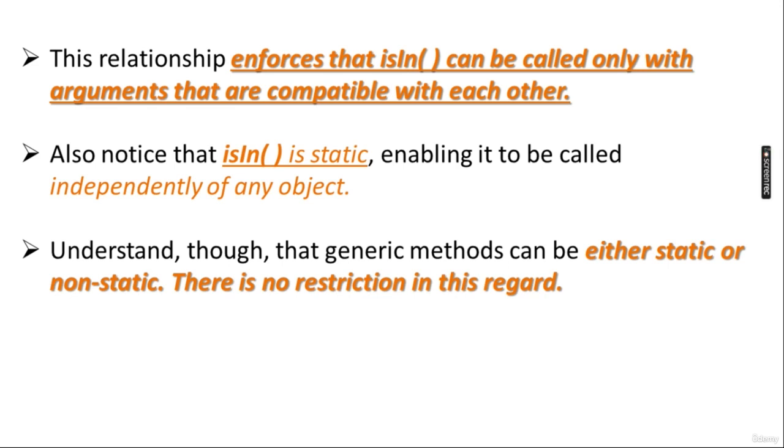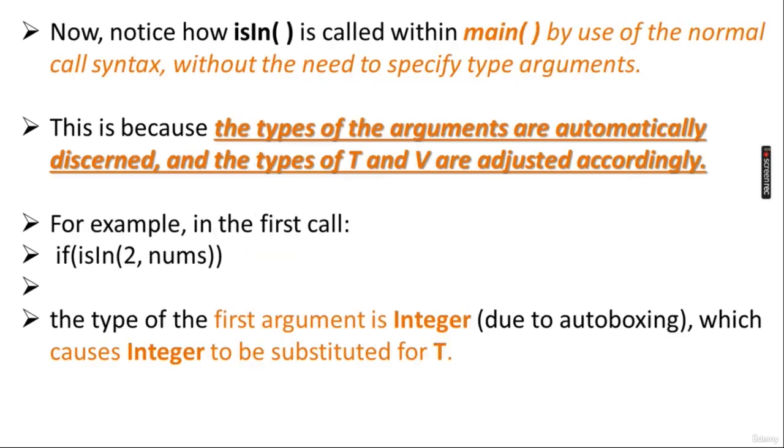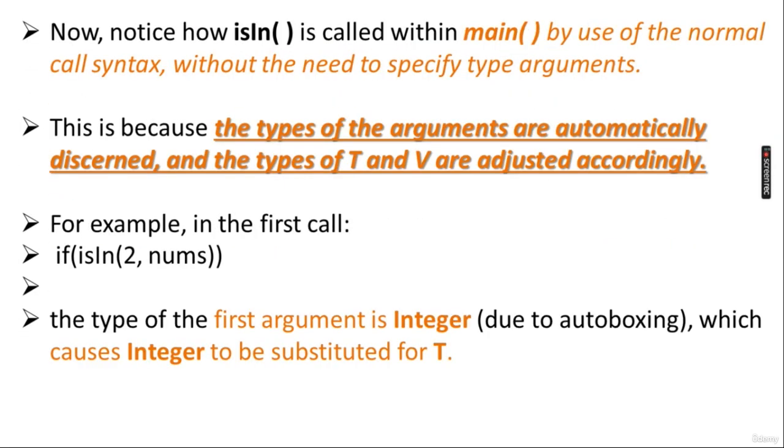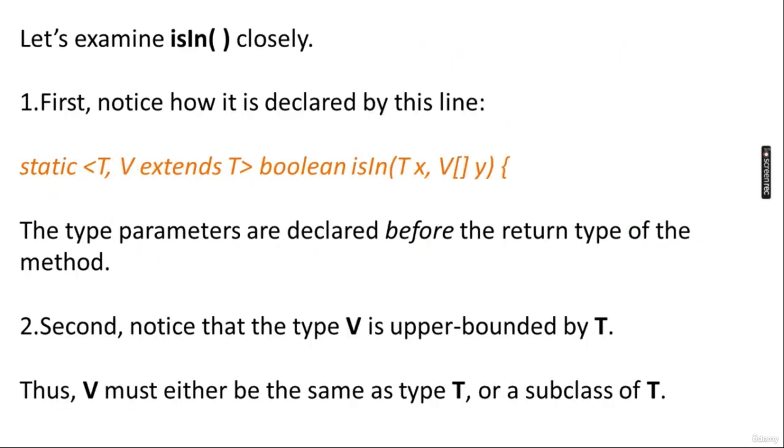String and integer cannot be compared, that we have already seen in this example. Also notice that isIn is static, enabling it to be called independently of any object. Generic methods can be either static or non-static. There is no restriction in this regard, so it is not compulsory that it is static or non-static. Notice how isIn is called within main by use of the normal call syntax without the need of a specific type argument. So we will see how this call to isIn is made.